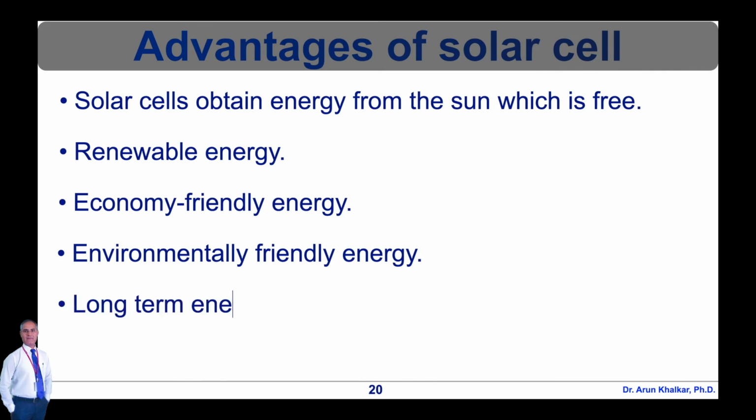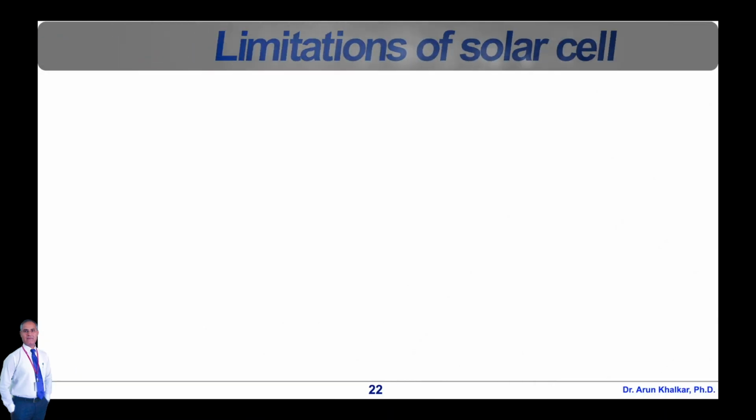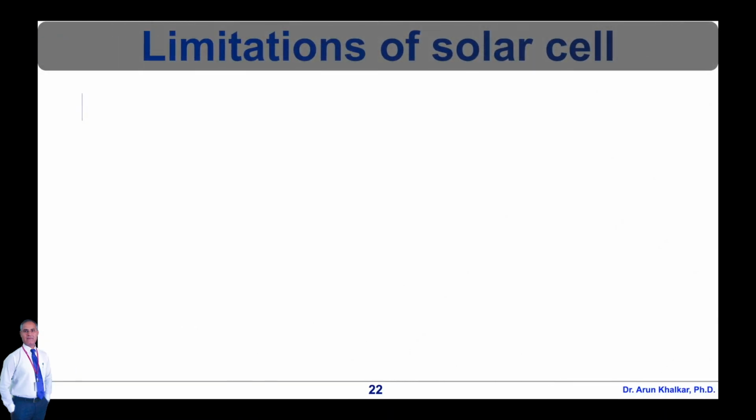Long-term energy: photovoltaic systems often have a long life and a good durability. Solar cells can be installed virtually anywhere, in a field or on the roof of a building, etc. So these are the several advantages of solar cells. Now let's see the limitations of solar cells.